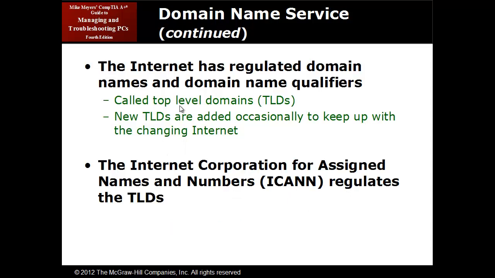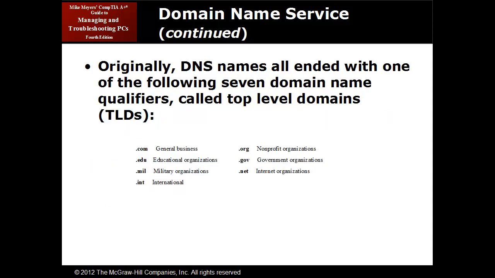The internet has regulated names and domain name qualifiers. They're called the top-level domains, such things as .com and .edu. New TLDs are added occasionally to keep up with the changing internet. You probably have heard of some recently in the news, but try and keep up with that. The Internet Corporation for Assigned Names and Numbers, named ICANN, regulates those top-level domains. Here's a couple of examples: .com for general business, .edu for education, .mil for military, .int for international, .org, .gov, .net.